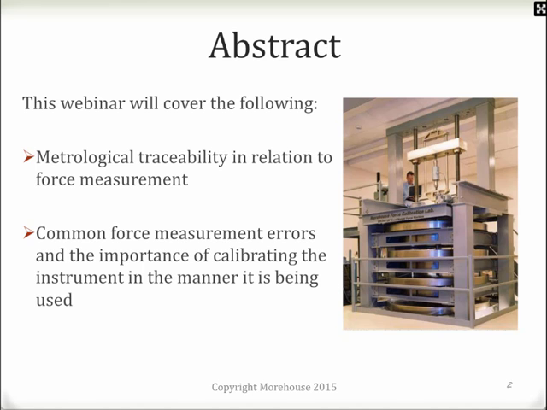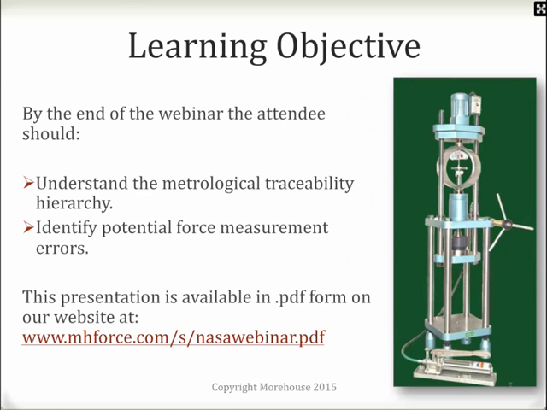For this webinar, the abstract is Metrological Traceability in relation to force measurement. We're going to discuss that. We are also going to discuss common force measurement errors and the importance of calibrating the instrument in the manner it is being used. Today's learning objectives are to understand the metrological traceability hierarchy and identify potential force measurement errors.